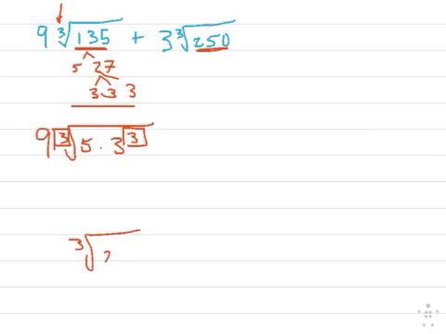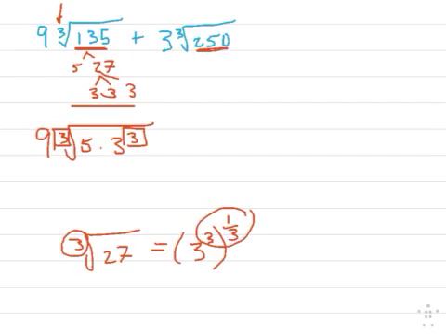What's the cube root of 27? Well, another way to think about it is 27 is 3 cubed, and a cube root is really a 1/3 power. And what's 3 times 1/3? 1, so it's just 3 to the 1. Several ways you can think about it. They all work. They all make sense. So this is going to be 9 times 3 times the cube root of 5.